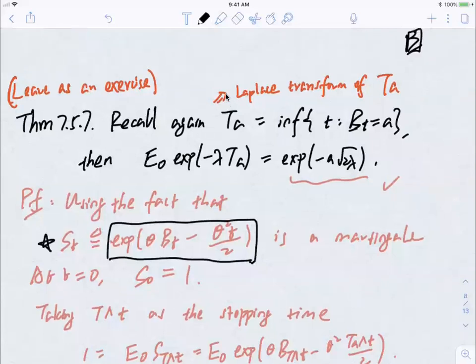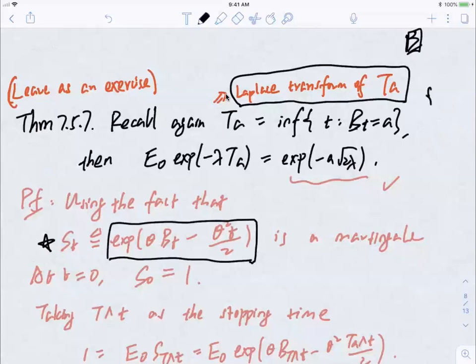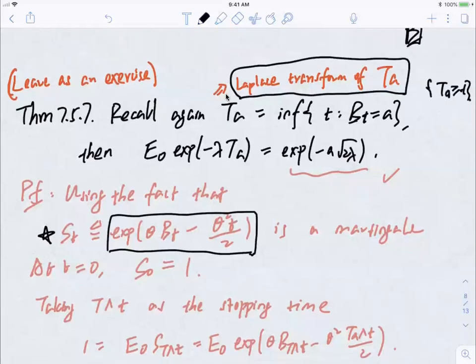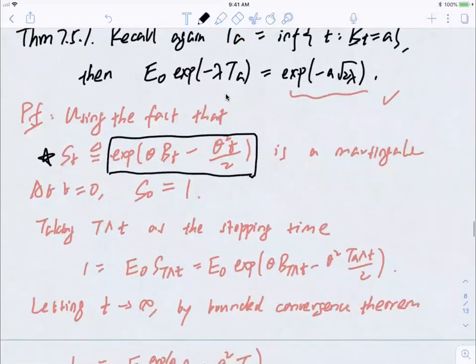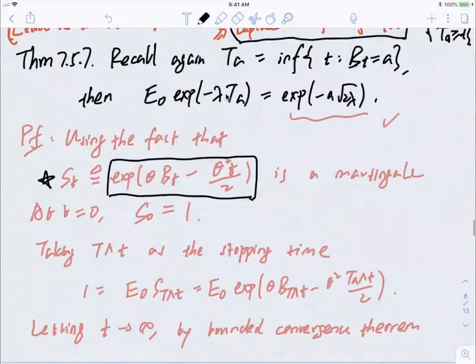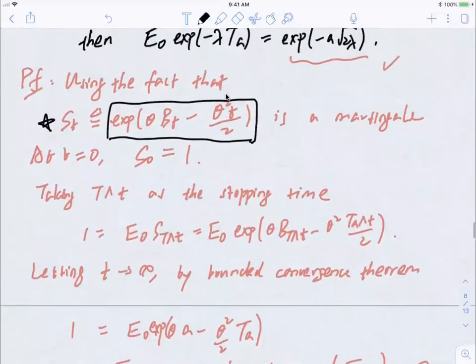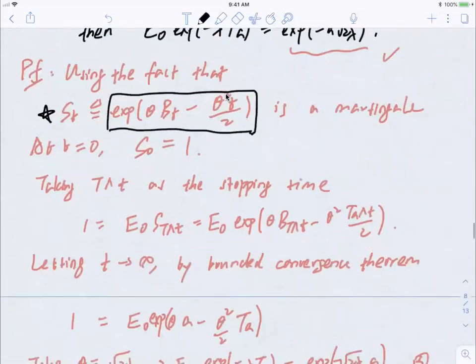Using this observation, we can compute the Laplace transform of Ta. Ta is just the hitting time of the Brownian motion at the location a. In the last lecture, we learned how to compute the distribution of Ta. Now, since St is a martingale, it's easier to compute the Laplace transform of Ta, the hitting time. But I won't talk about that. It's relatively easy, so you can find the proof here.